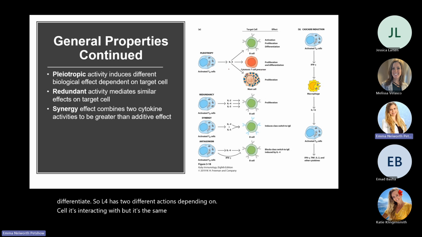Redundancy means multiple cytokines that are different can produce the same response. So this allows for a compensation pathway.